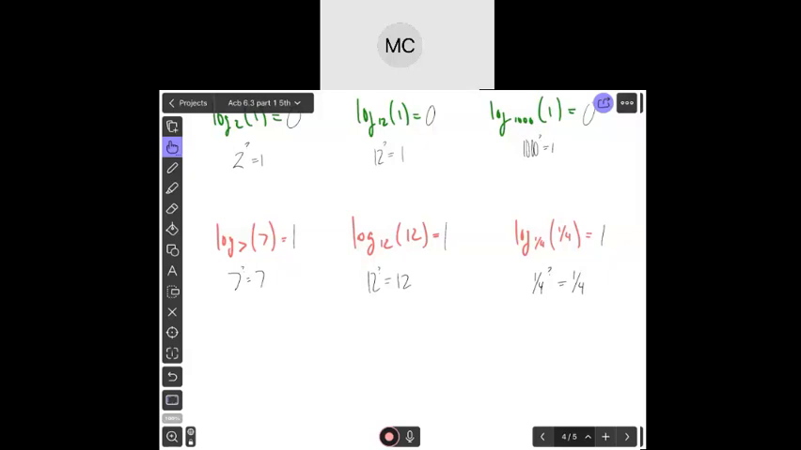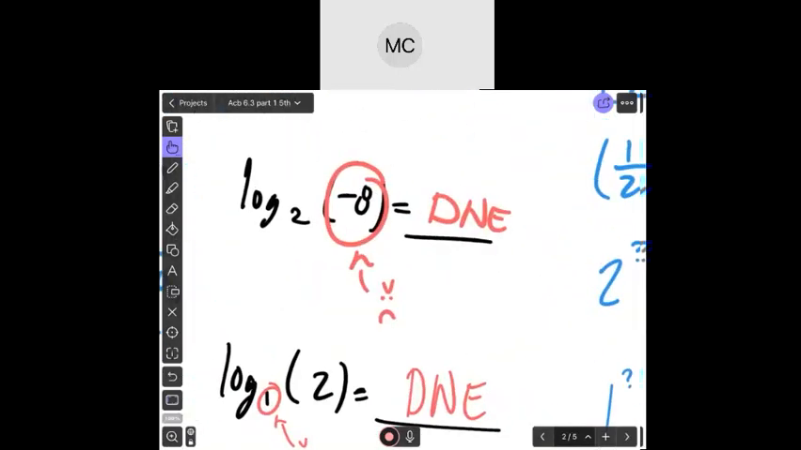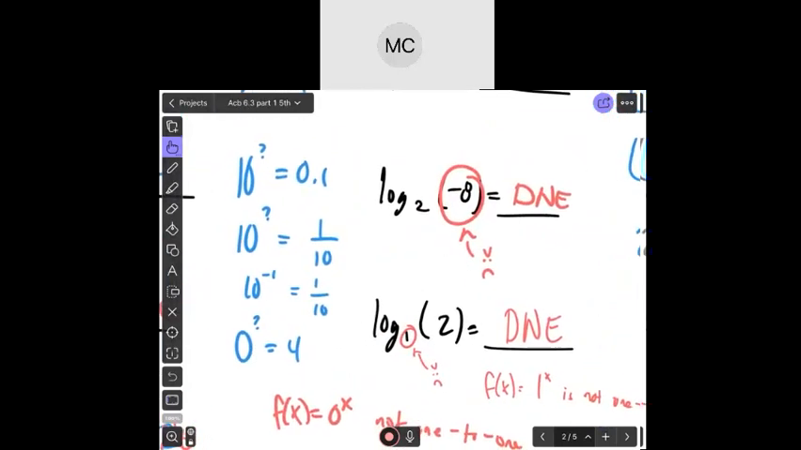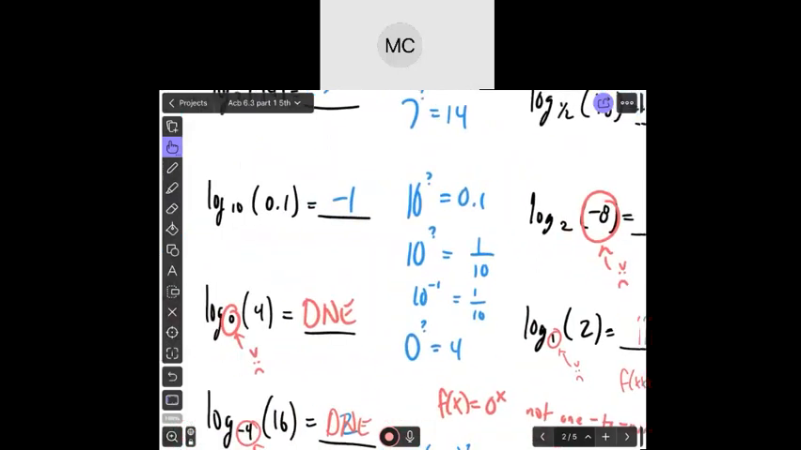Log base 3,000 of 3,000 is 1. Log base 2.7 of 2.7 is 1. Okay? Remember, we cannot take logs of negatives. Saw that yesterday. Not okay. We cannot take logs base 1. So there's no such thing as log base 1 of 1. That doesn't exist. There's no such thing as log base 0. That does not exist. So log base 0 of 0 is not 1 because that log doesn't exist.